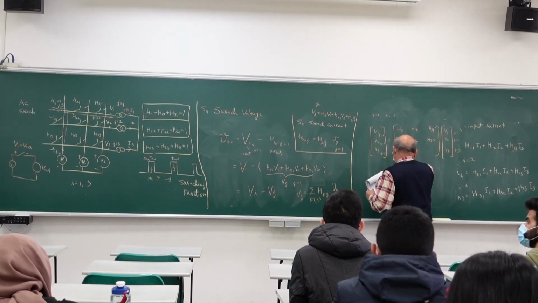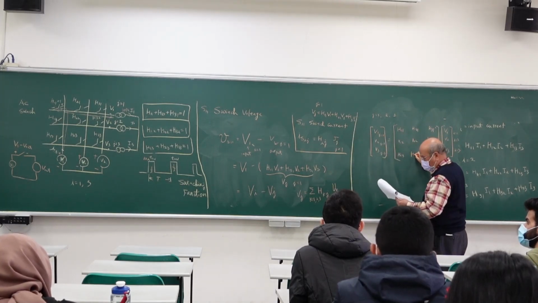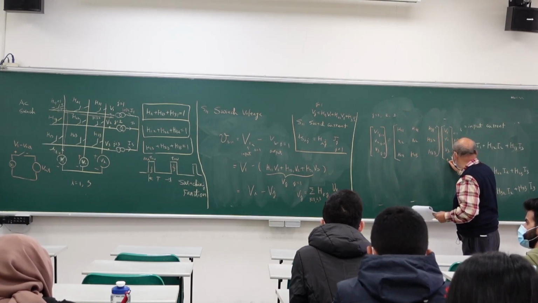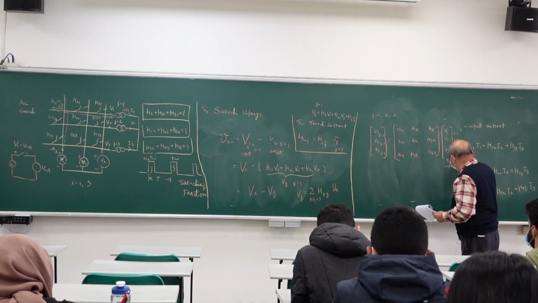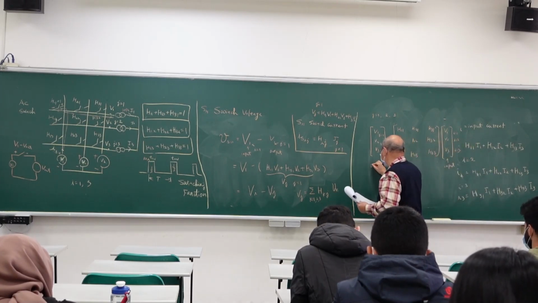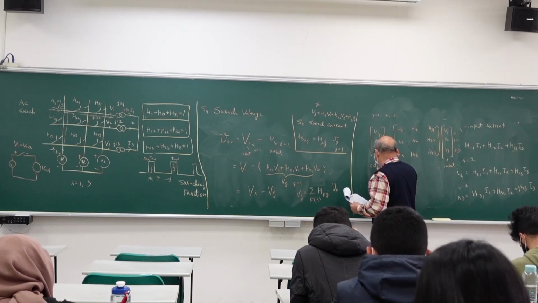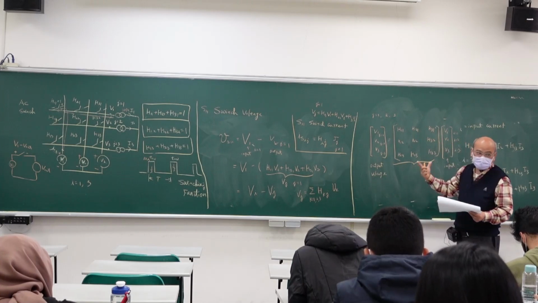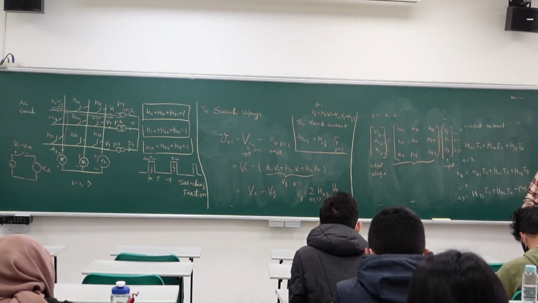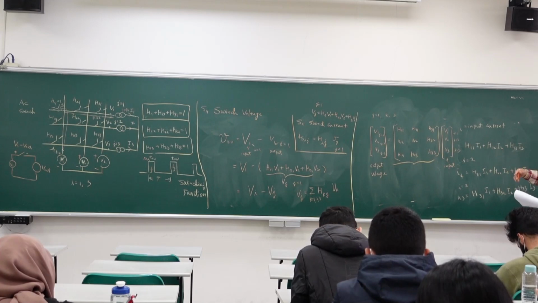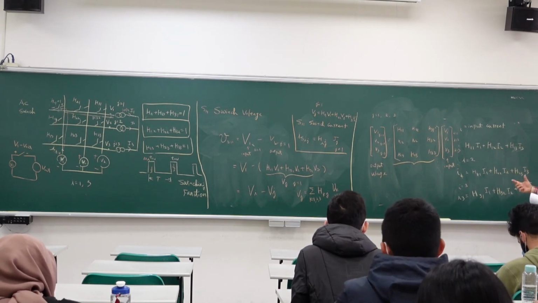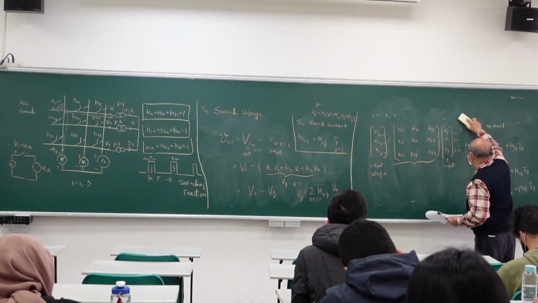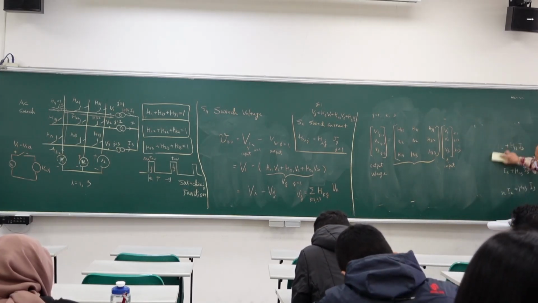We have H13, H23, H33. So this is the input voltage vector. This is the output voltage vector. This is the switching function matrix. So we can easily develop this relationship. So it is easier, and we can easily compute the output voltage. We just use a matrix.